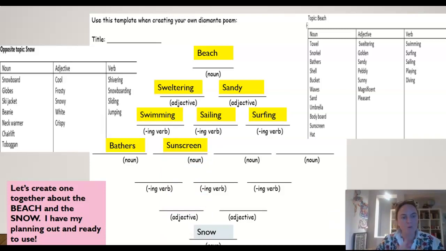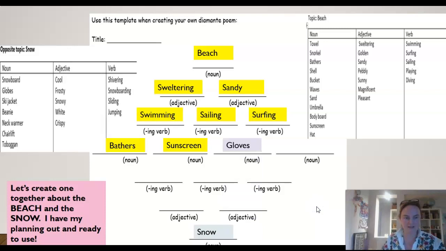Now this is where it's going to change. So my first half of my poem was about the beach. Now I'm going to do the opposite topic, which is the snow. So now I need two nouns that have something to do with the snow.